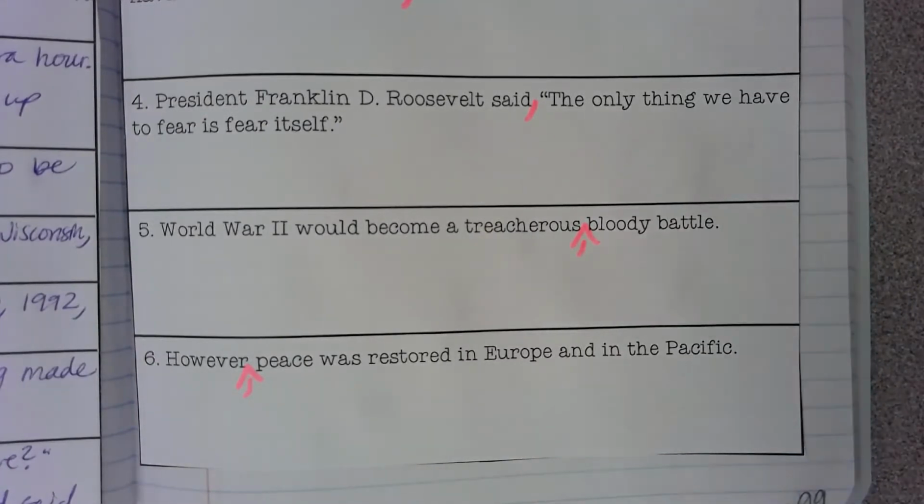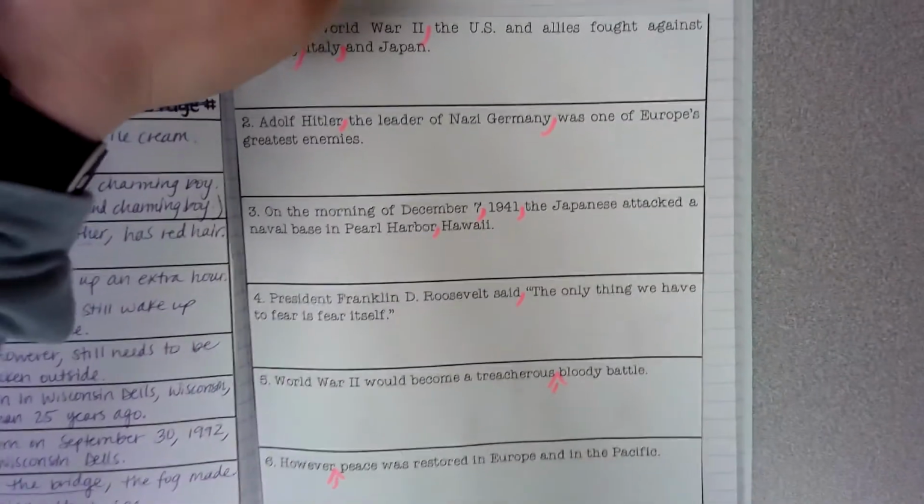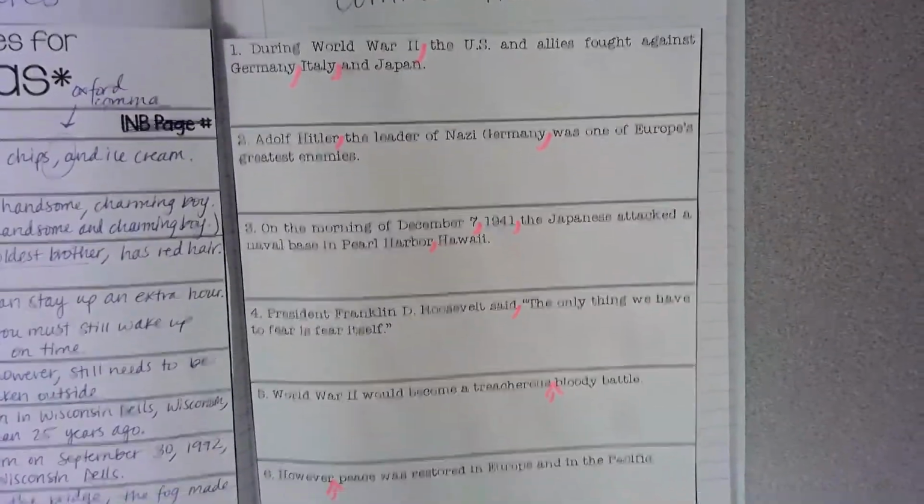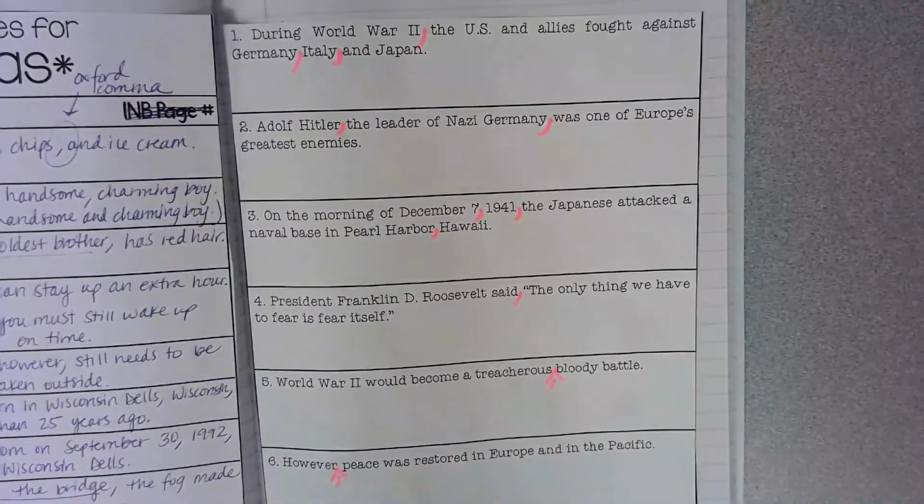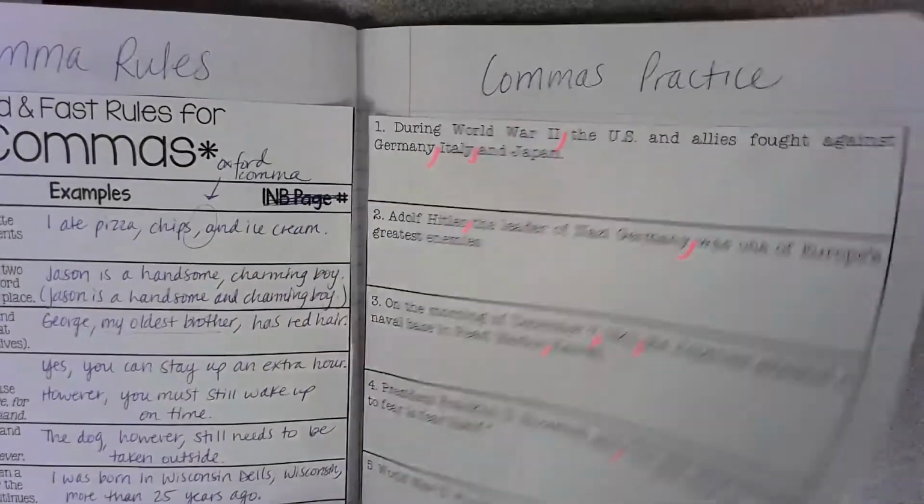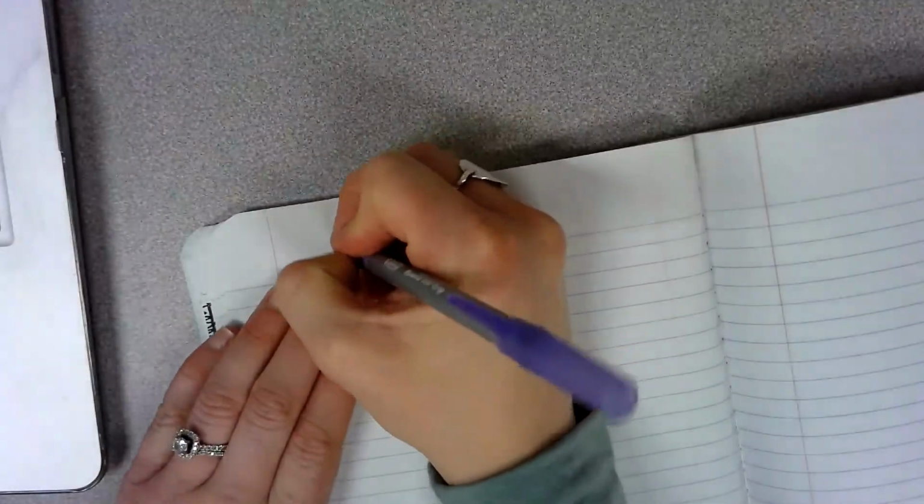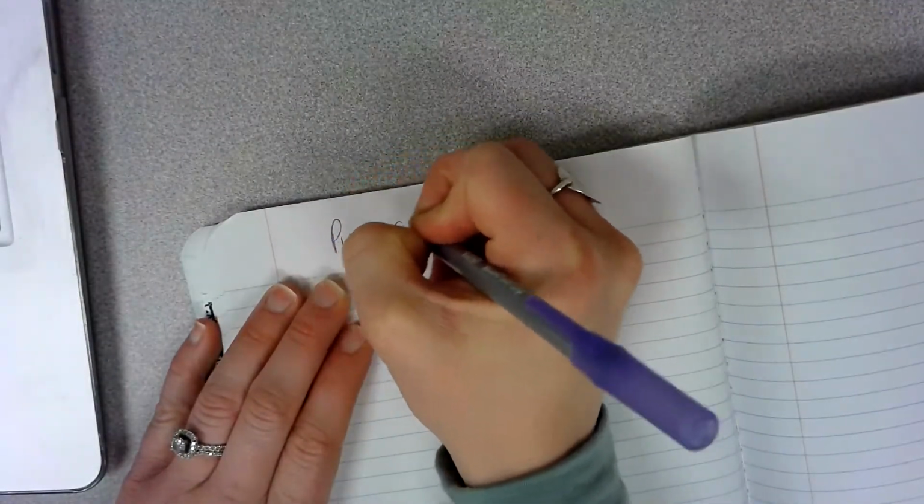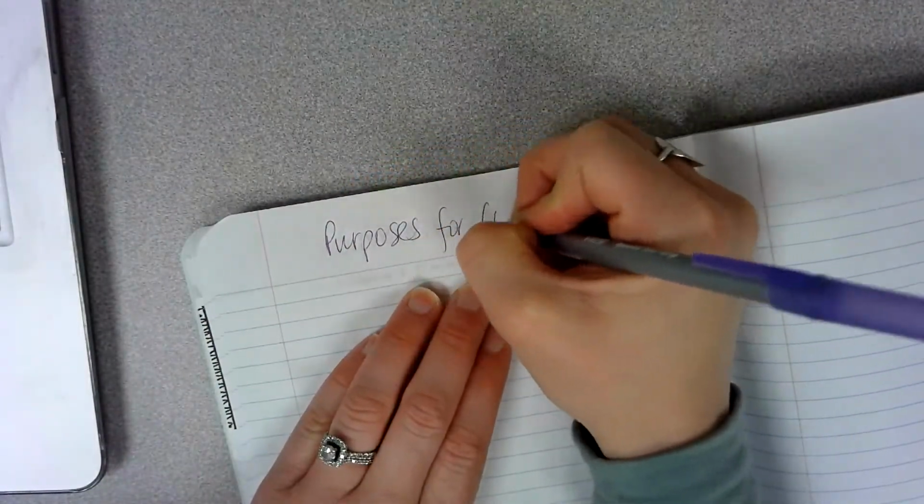All right, zoom out really quick on our practice problems, and I guess I forgot to zoom out on the example, so I'll do that really quick. If you need to, go ahead and pause it. And then what we're going to do is actually flip open to a third page. And up at the top, you're going to write "purposes for commas."